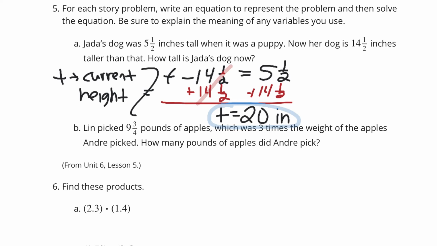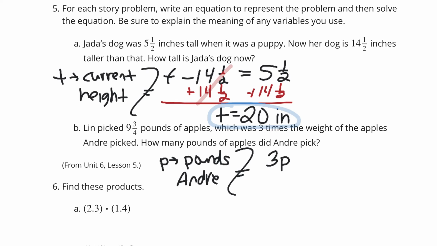Lynn was lucky enough to pick 9 3/4 pounds of apples, which is 3 times the weight of the apples Andre picked. How many pounds of apples did Andre pick? Well, if P are the pounds that Andre picked, helps to establish that variable.